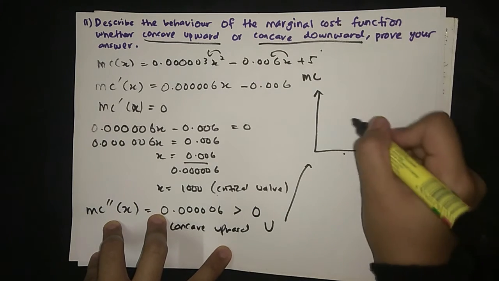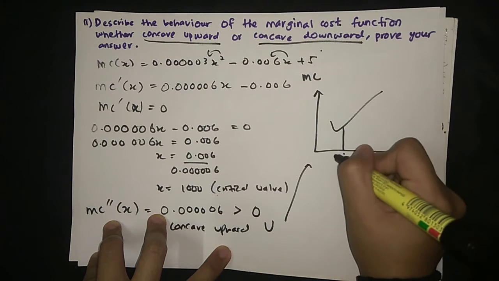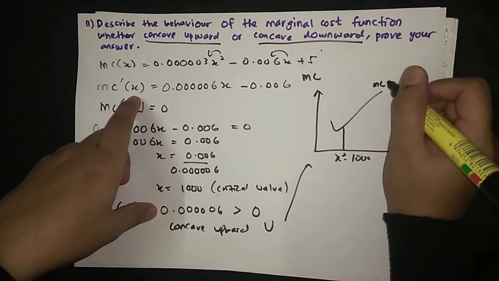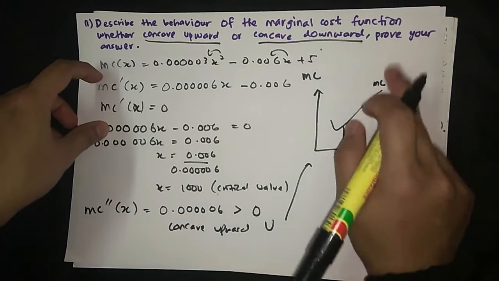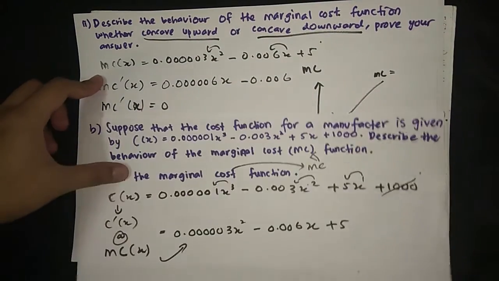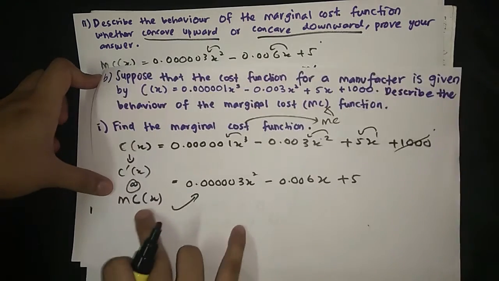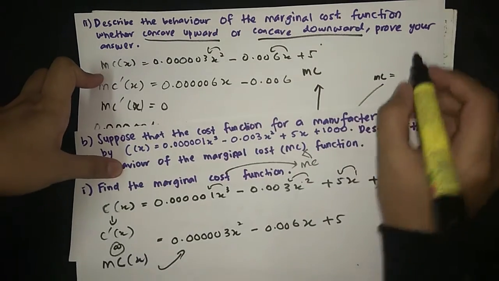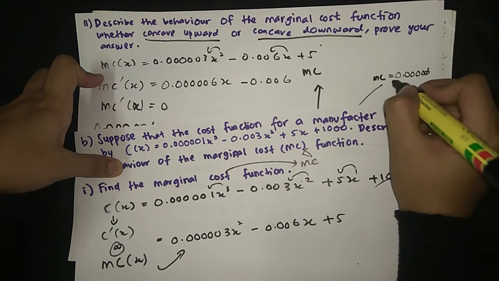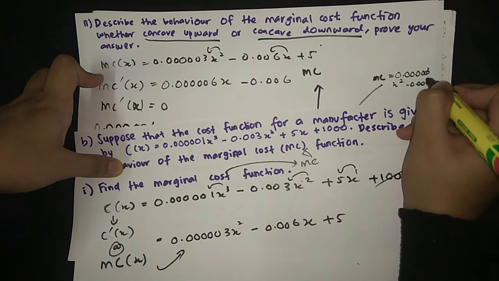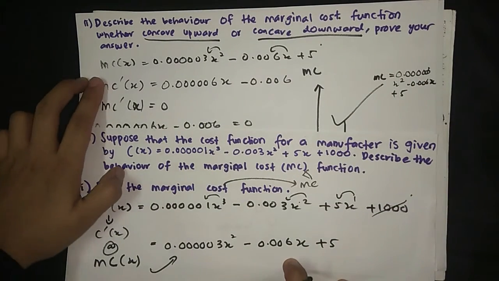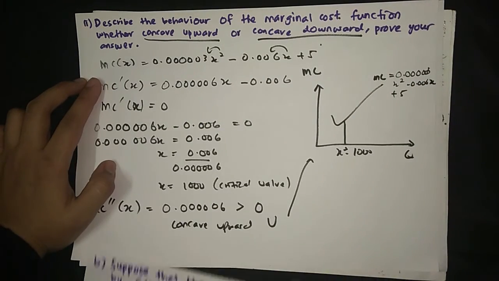Okay, MC function. Here is x, x equal to 1000 because we have got it earlier, right? So this one is the MC function. We write down 0.0003x squared minus 0.06x plus 5. And it's done. Now we know that it is concave upward.